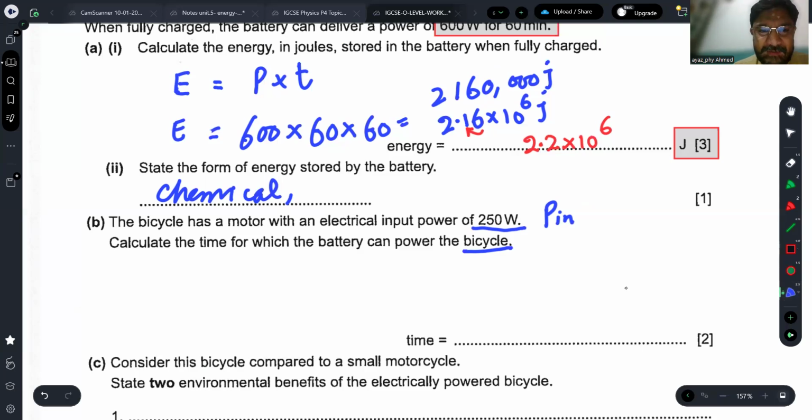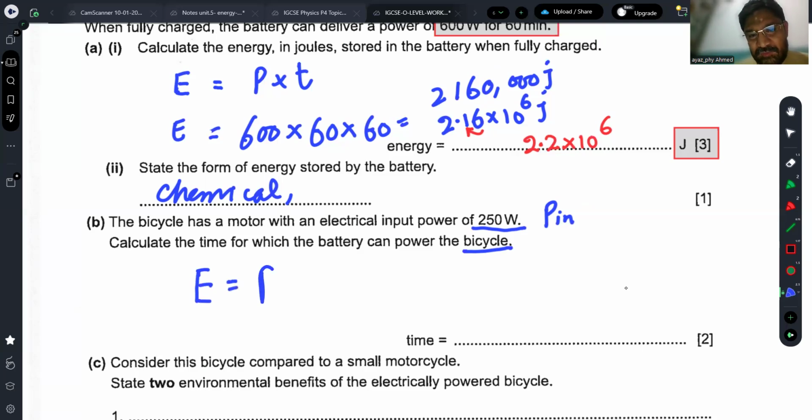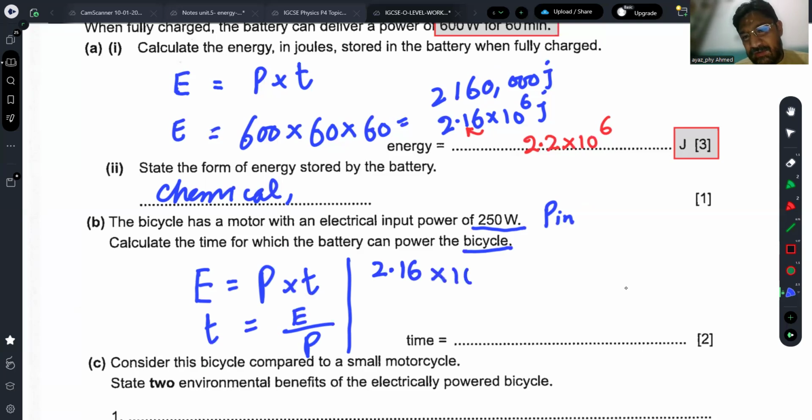So here we have to calculate time. I will use the same formula, that energy is equal to power into time. So time is basically energy divided by power. The energy I have calculated, I will use 2.16, not the rounded off value, divided by 250 watt. Okay, so I can calculate time here. Let me calculate that number. It is divided by 250. So it gives 8,640 seconds.